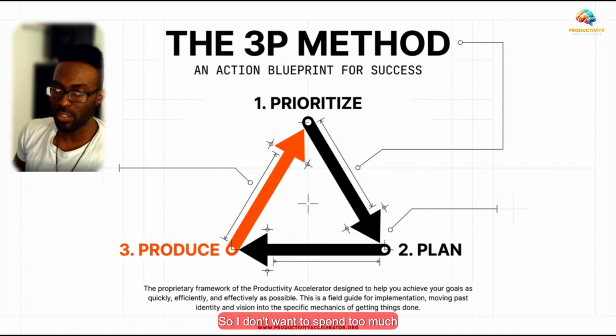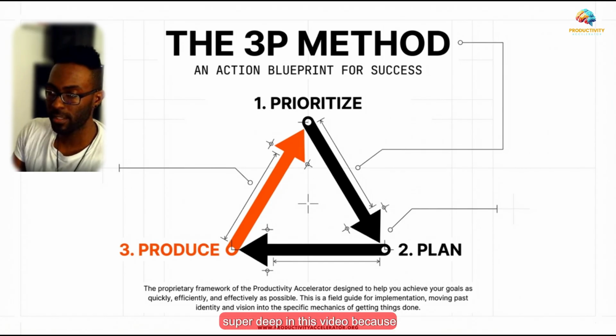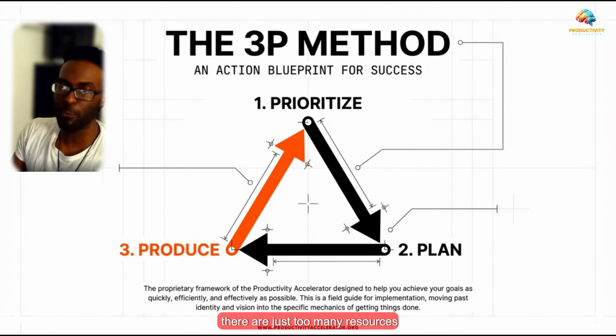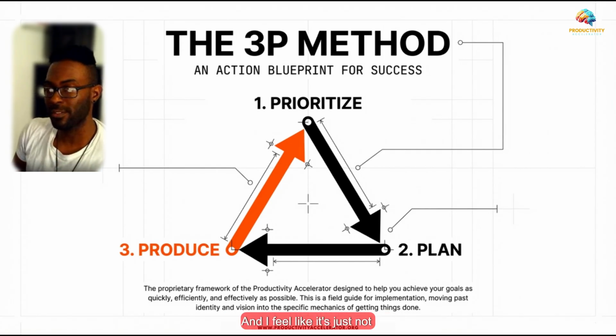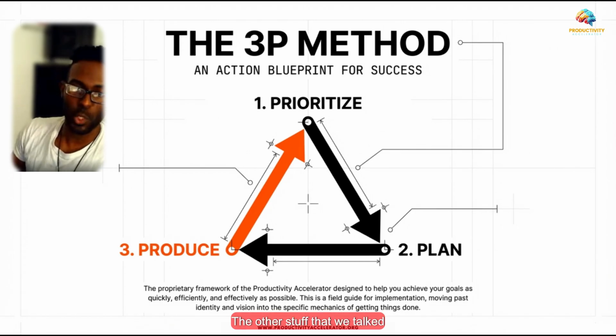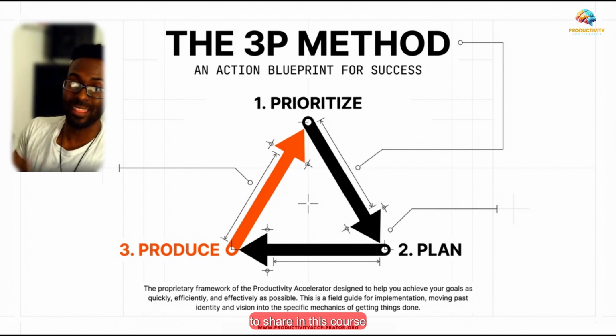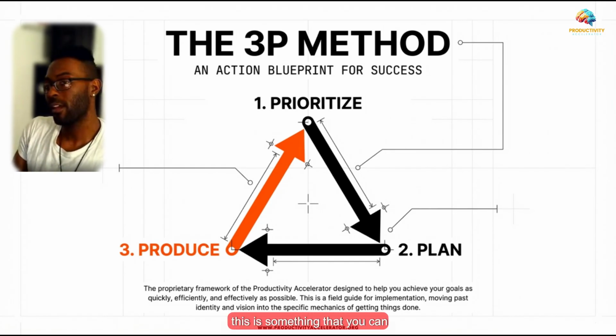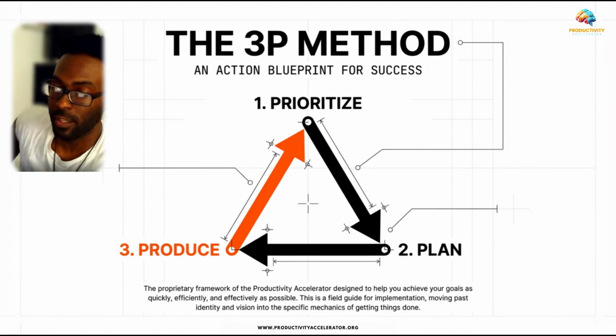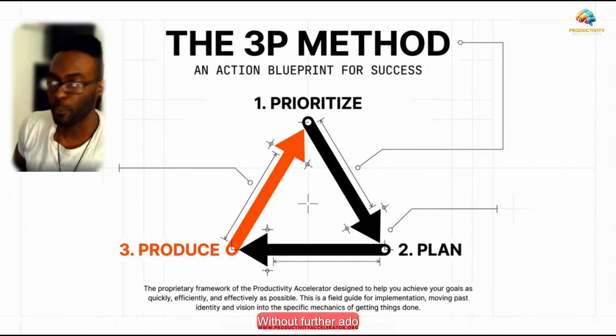So I don't want to spend too much time going super deep in this video because there are just too many resources that we've created, too many different podcasts I've done where I go really deep into it. And I feel like it's just not a good use of time for you or for myself to go deep in this video. The other stuff that we talked about before, identity, vision, the cost of unsuccess, those things are the fundamentals, and those things are the most important things that I want to share in this course. Those are out of the way. This is something that you can practically do to make sure you achieve success faster. But without further ado, let's get into it.